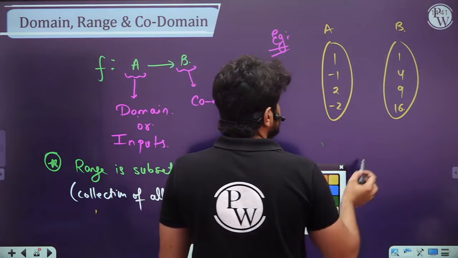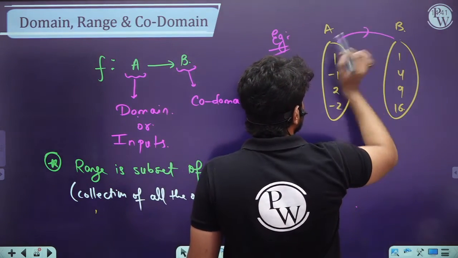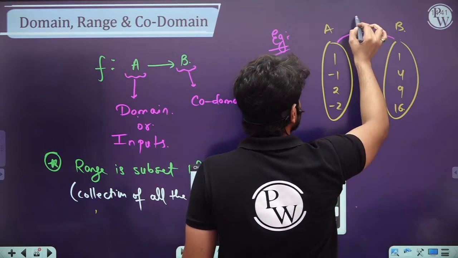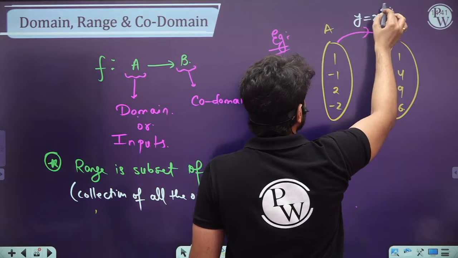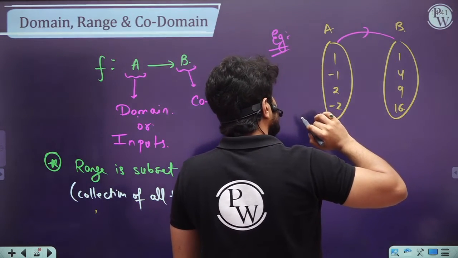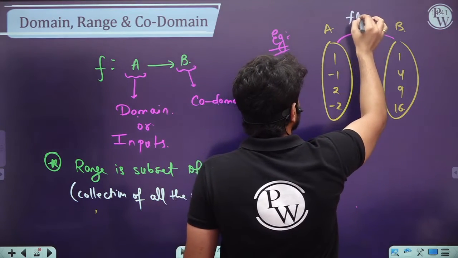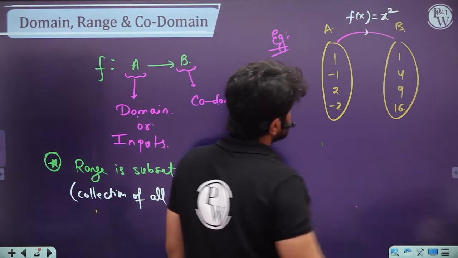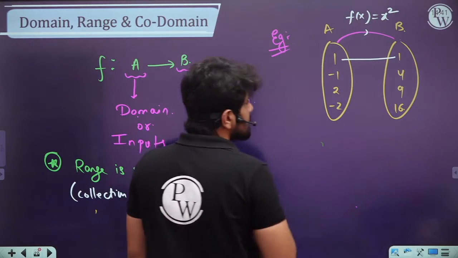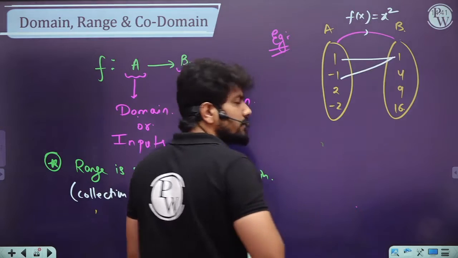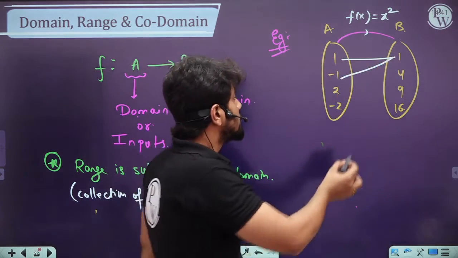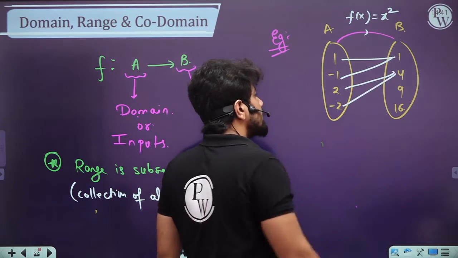Now, this function is defined like this: f(x) = x square, the y is equal to x square function. We are defining the function like this. So now 1 will be related to 1 because the square of 1 is 1. The square of -1 is also 1. 2 squared is 4. -2 squared is also 4.